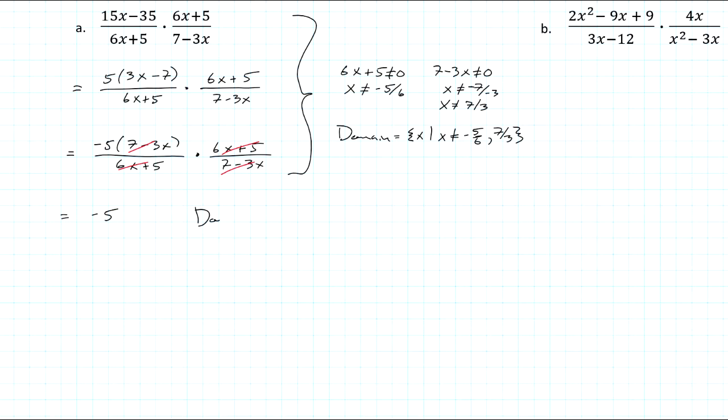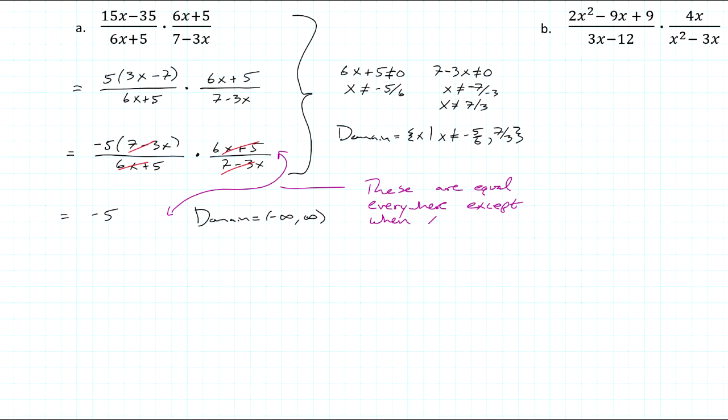And the domain in the final is all real numbers. There's no domain restrictions here. So if I want to note the domain changes, or where these are the same and where they are different, these are equal everywhere except when x is equal to negative 5/6, or 7/3.